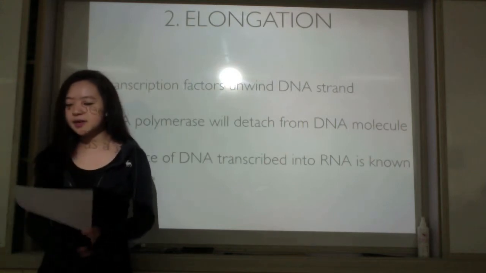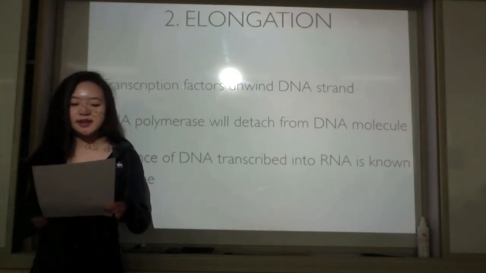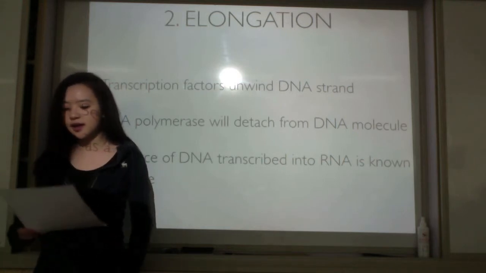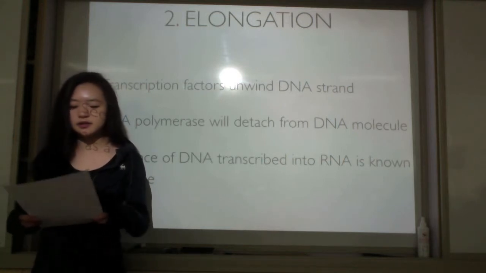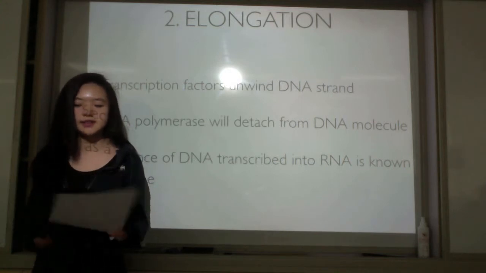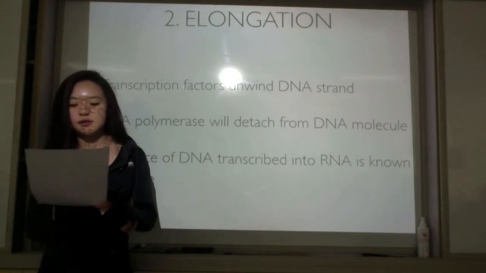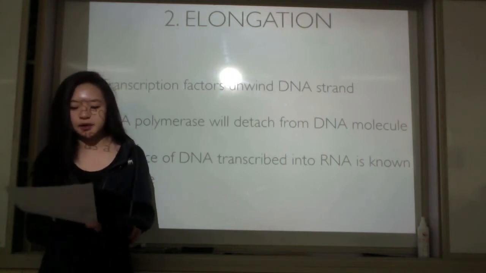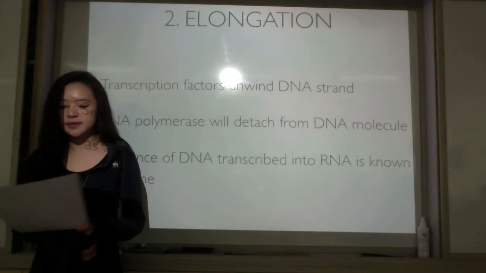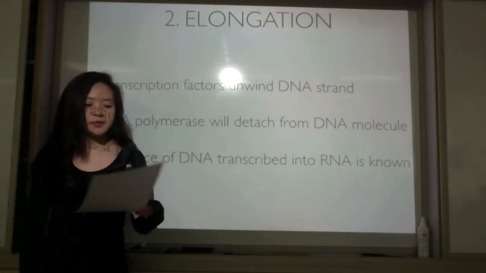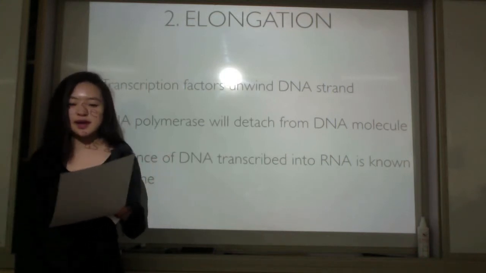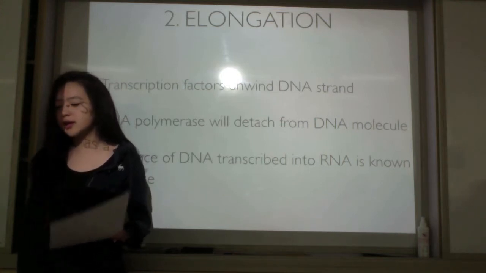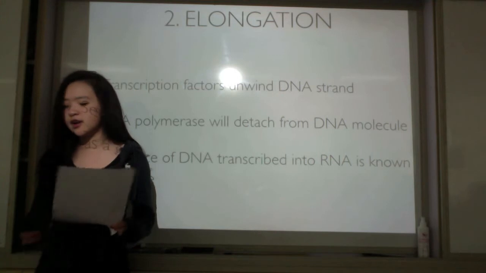The second step is elongation, and in this step, the transcription factors unwind the DNA strand and allow RNA polymerase to transcribe a single strand of DNA into a single-stranded RNA, which then becomes mRNA, and that stands for messenger RNA. And once the RNA sequence has been synthesized, the RNA polymerase will detach from the DNA molecule and the double helix will reform. And then a sequence of DNA transcribed into RNA is known as a gene.